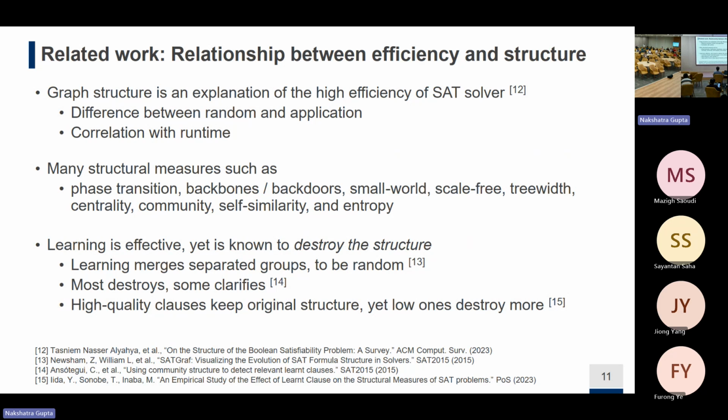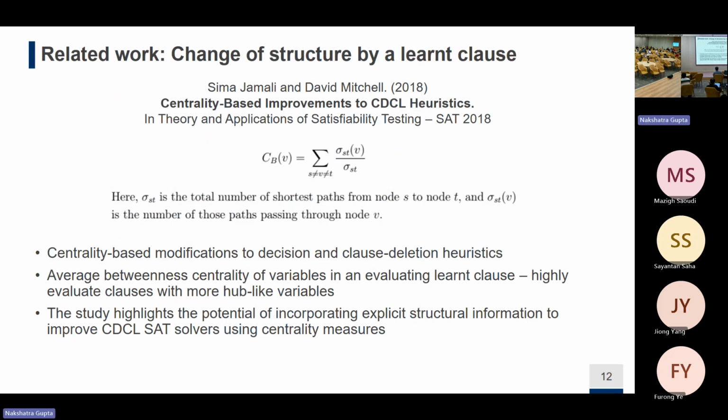Usually, adding the learned clauses to the original structure is said to destroy the original application structures. And also, our previous year's poster presentation showed that there is a relationship between the structural quality of the learned clauses and the degree of change in the structures caused by adding the learned clauses. In 2018, Simon Jamali and David Mitchell proposed to use betweenness centrality, one of the structural features, to improve the heuristics. And we think that they showed the potential to improve the heuristics by using structural features.